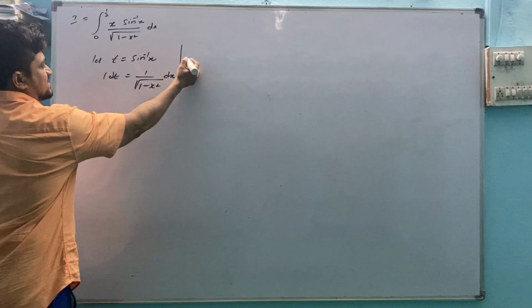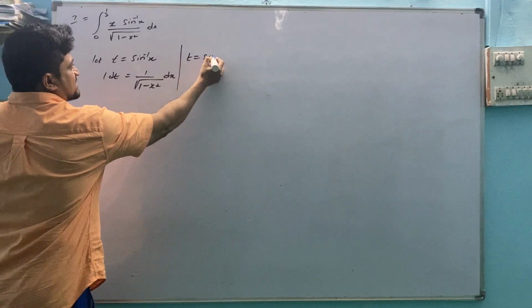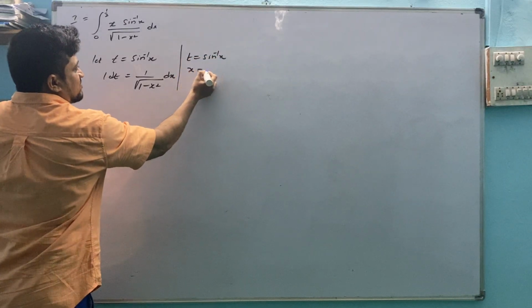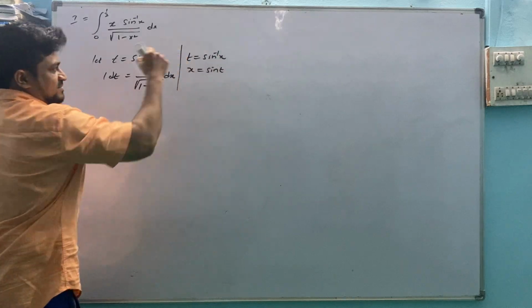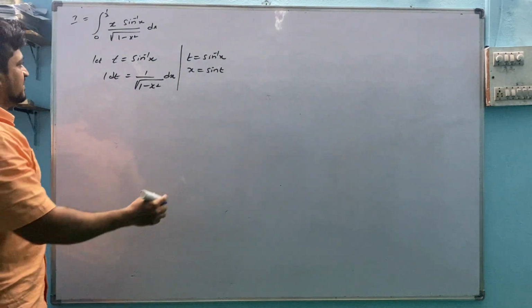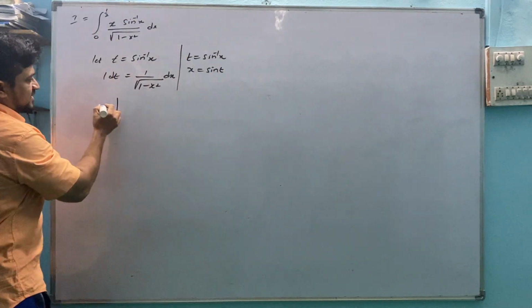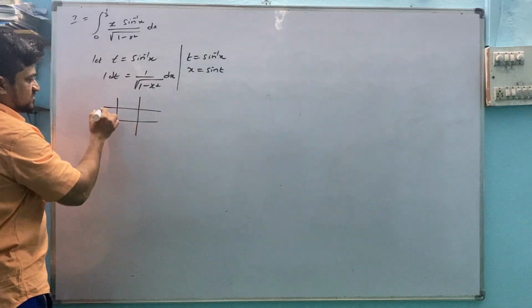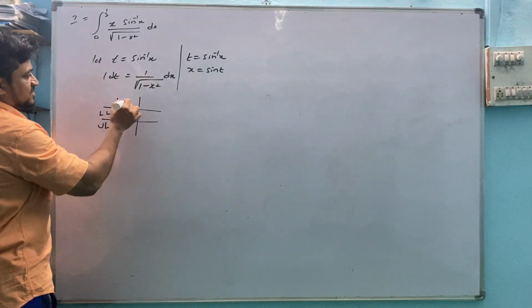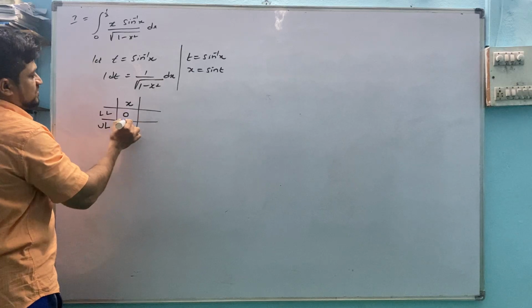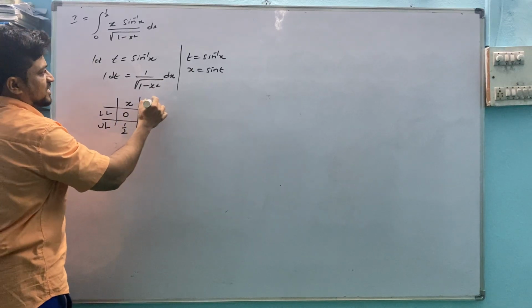So what is x here? If t is sin inverse x, then x is equal to sin t. The inverse moves across and becomes sin. Now limits are there, so we have to consider one box: lower limit, upper limit. The values are in terms of x, 0 and 1/2. Now the values are in terms of t.